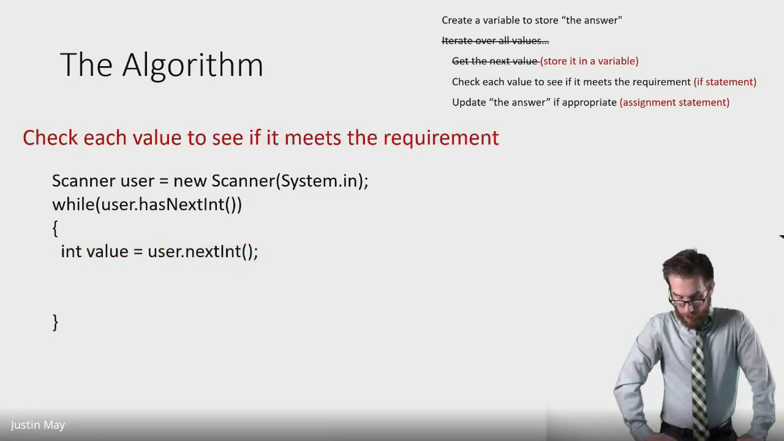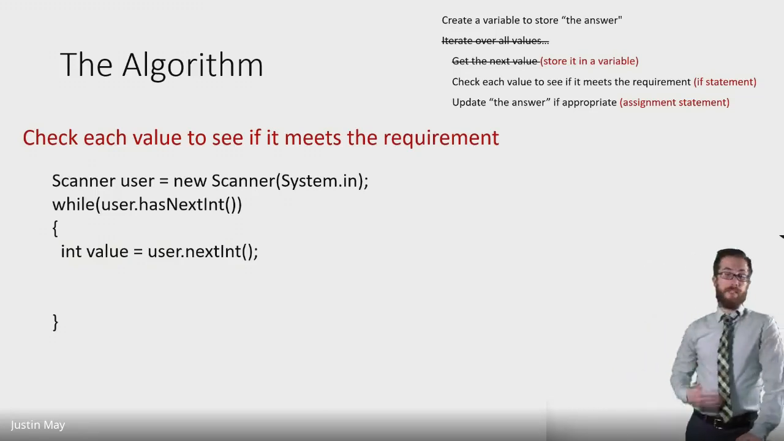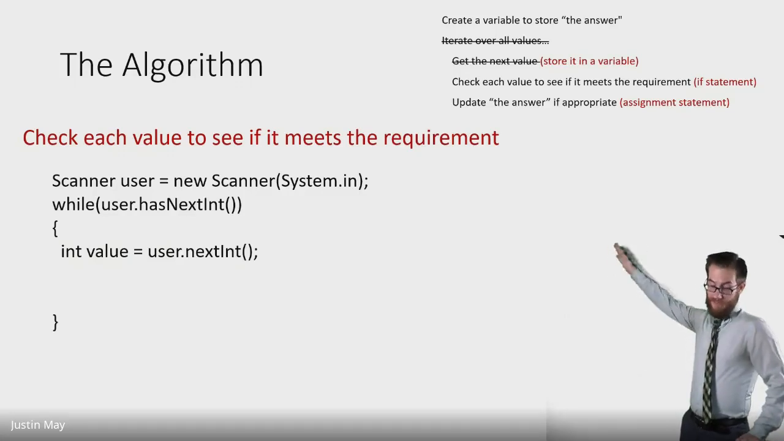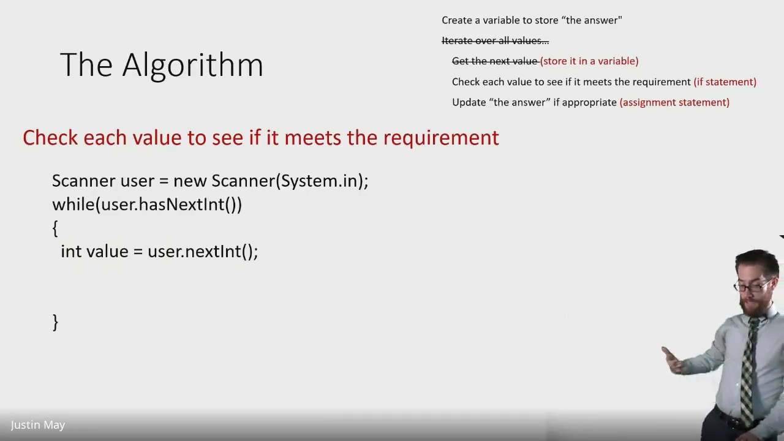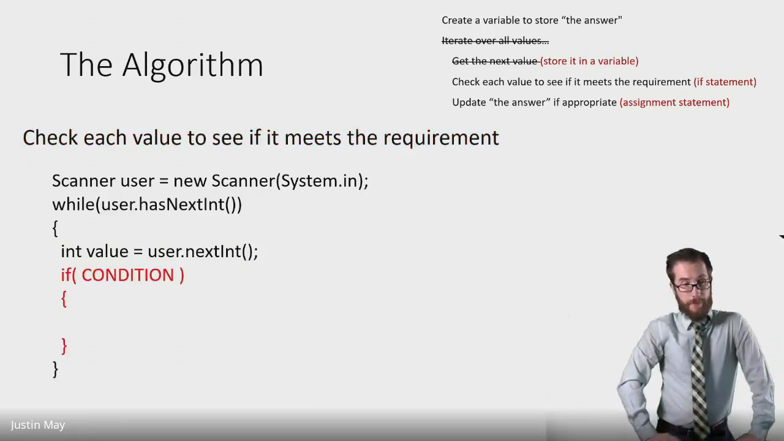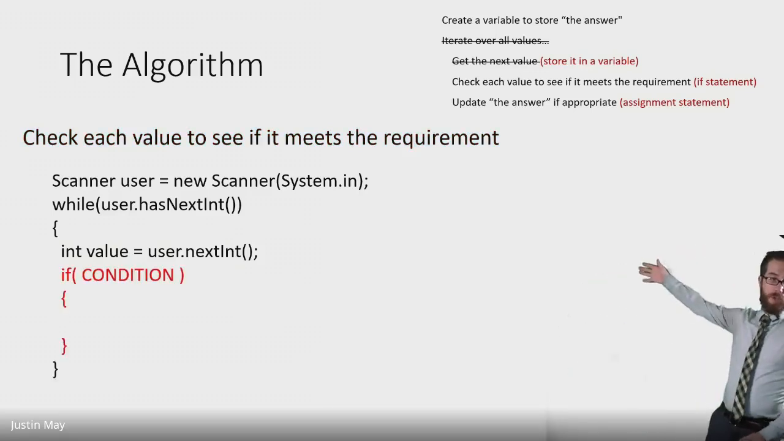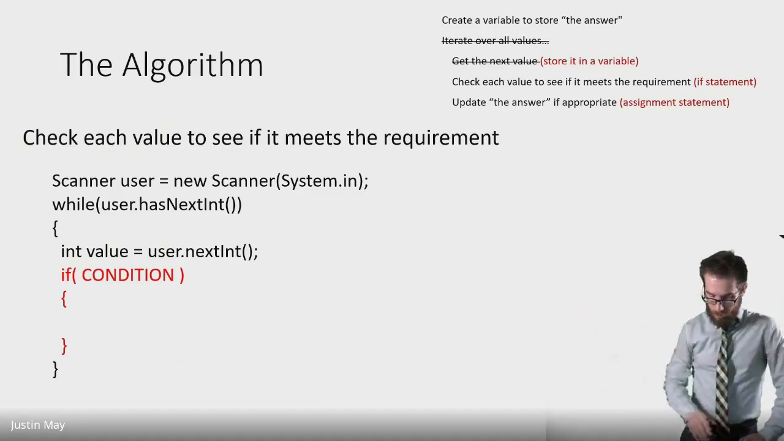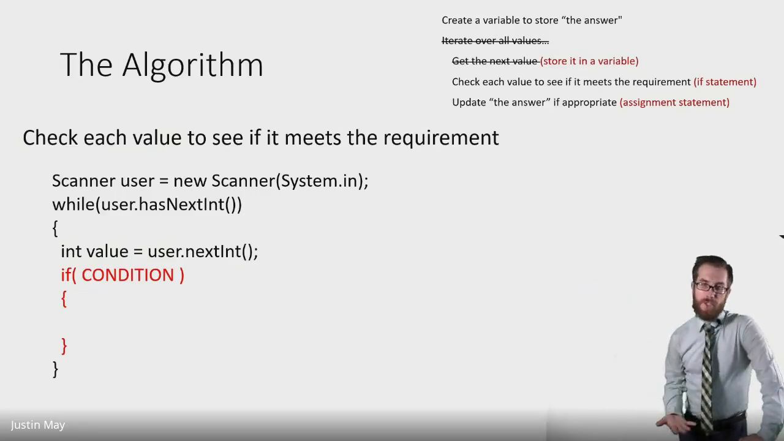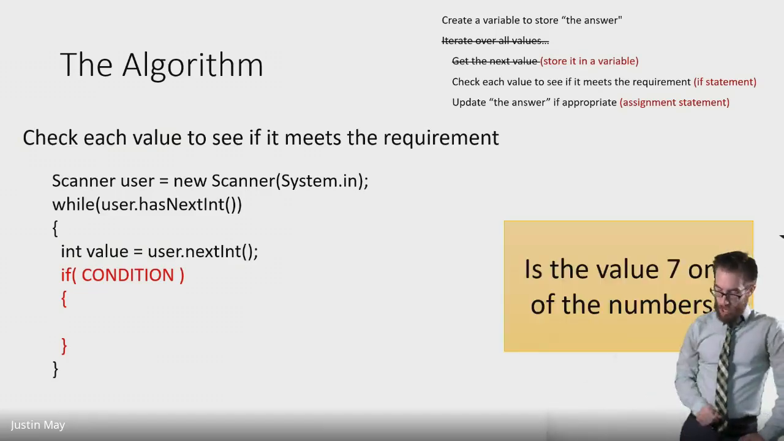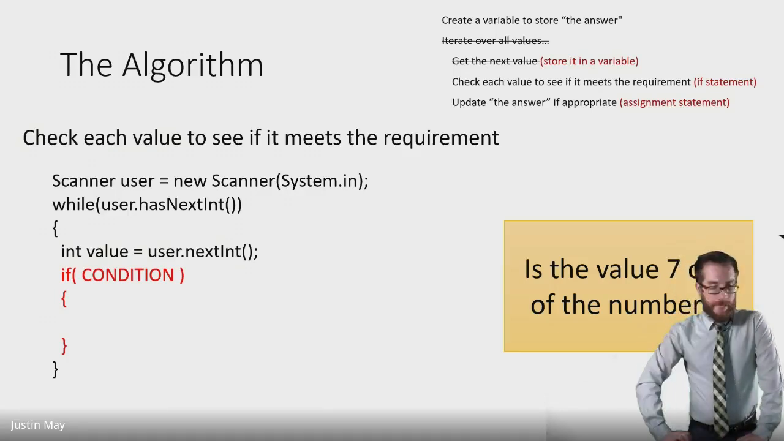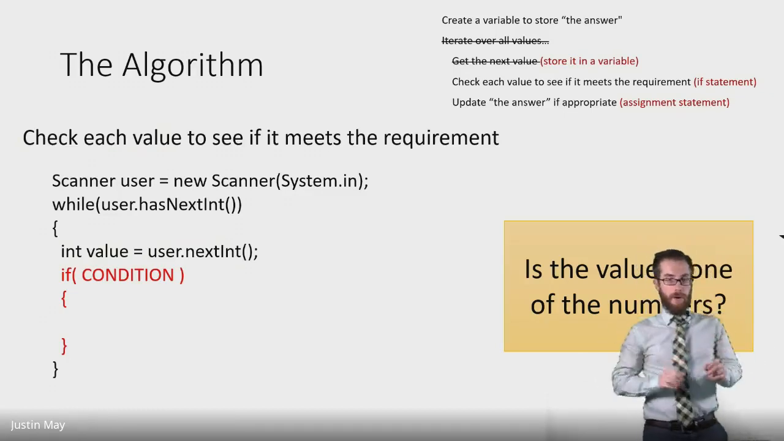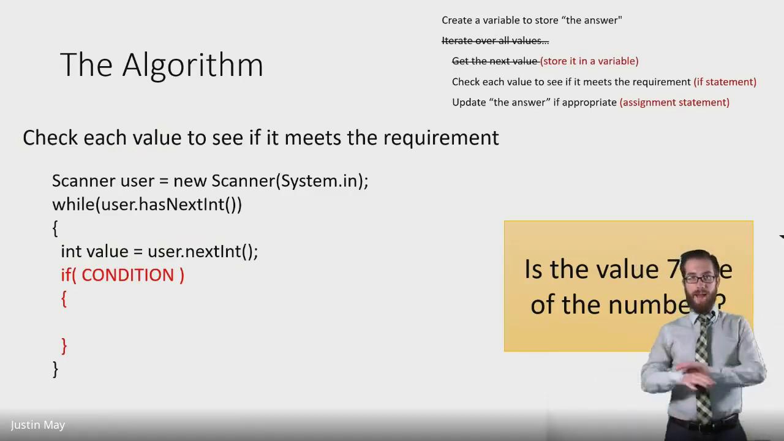The next thing we need to do is check each value to see if it meets the requirement. So this is our value, and we're going to check it to see if it meets our requirement. So we're going to use an if statement. If some condition is true, if we've met our requirement, then we're going to do something. To figure out what the condition is, we have to know what question we're trying to answer. So I'm just going to pick one. We're going to be answering the question, is the value 7 one of the numbers? The user's typing in numbers. We want to know, did the user type the number 7 ever in this series of numbers?